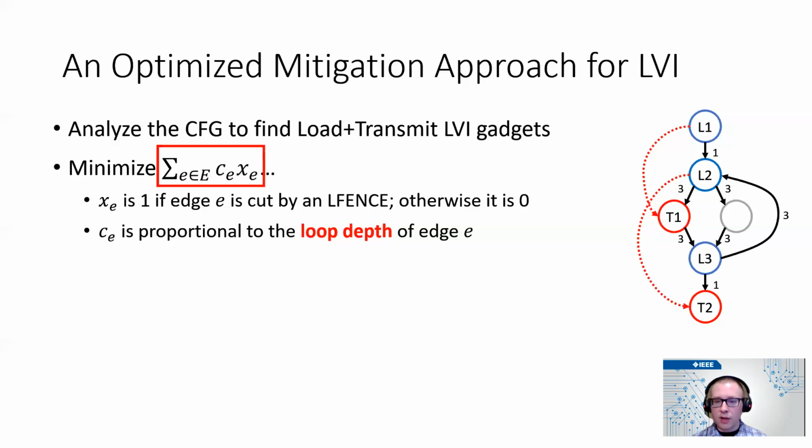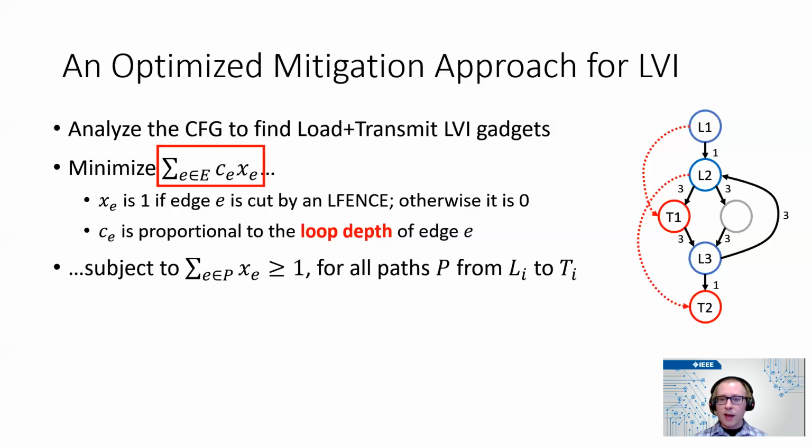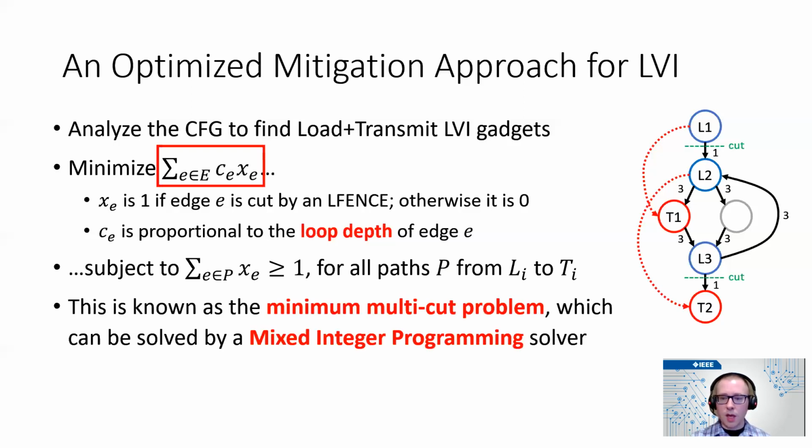Now, as I said before, each bit of x corresponds to a control flow edge in the graph. So the 1 bits indicate the edges where an LFENCE should be inserted. And we subject this minimization to the constraint that every path that can be followed from a load to a transmitter must receive at least 1 cut. Now, this is a well-known problem in algorithms. It is called the minimum multi-cut problem, and it can be solved by a mixed integer programming solver.